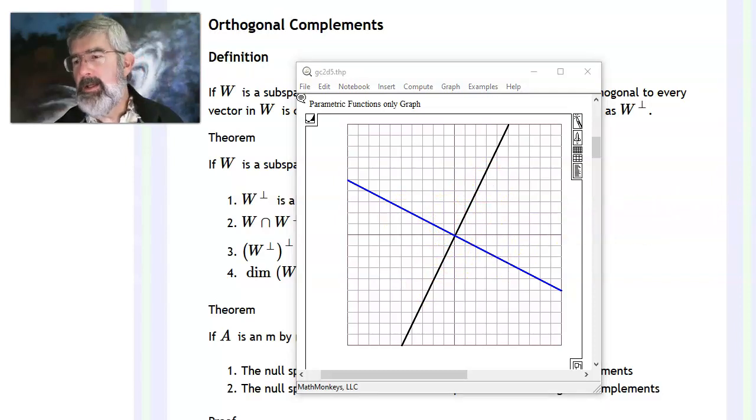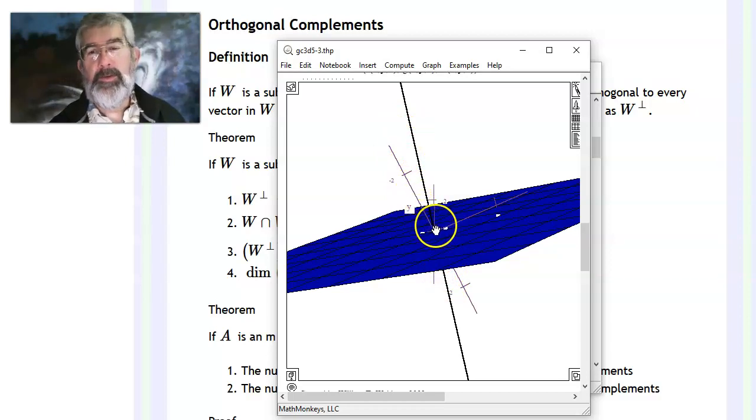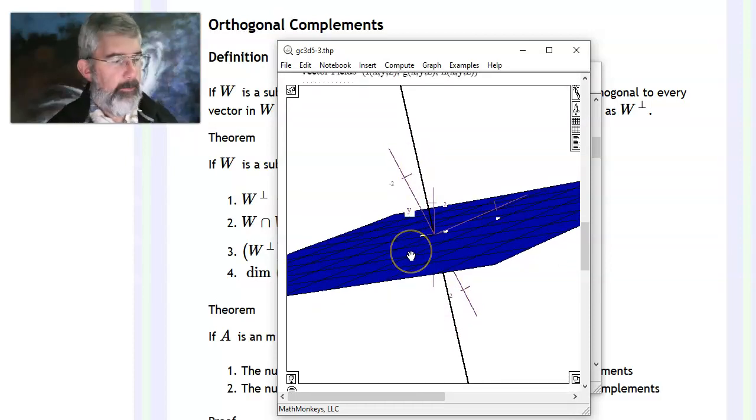In R3, let's see, in R3, it might look like this. Suppose W, so in R3, first of all, subspaces could be just the origin, or lines through the origin, or planes through the origin, or the whole space. So let's say that W is the black line. Well, then I claim that W perp is this blue plane.